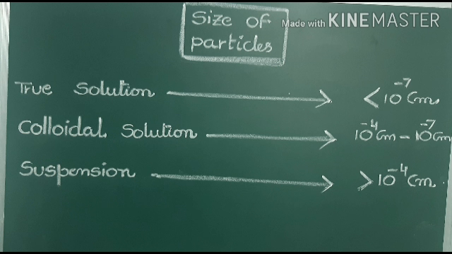And moreover, the important property is the size of particles. In a true solution, the particle size is less than 10^-7 centimeters. In a colloidal solution, the particle size is in between 10^-7 centimeters to 10^-4 centimeters. In a suspension, more than 10^-4 centimeters. In other units, in a true solution, the size of the particles is less than 1 nanometer. Colloidal solution, in between 1 nanometer to 1000 nanometers. The particles in the suspension are more than 1000 nanometers.